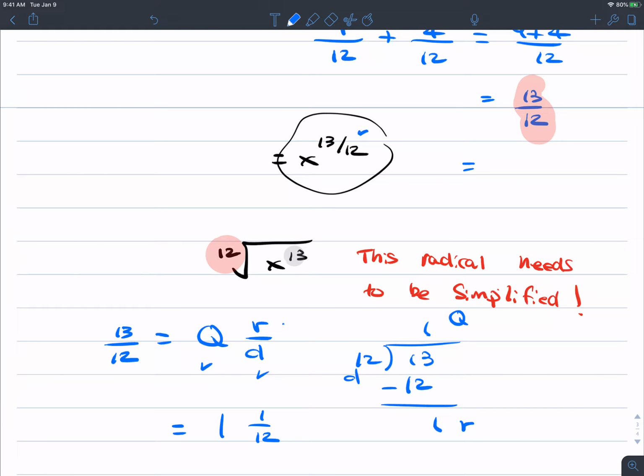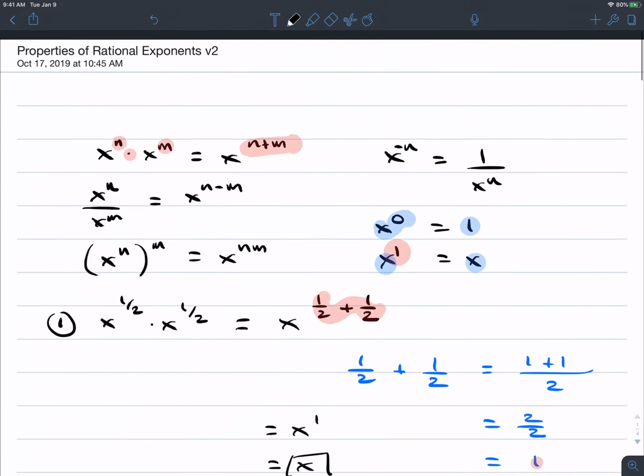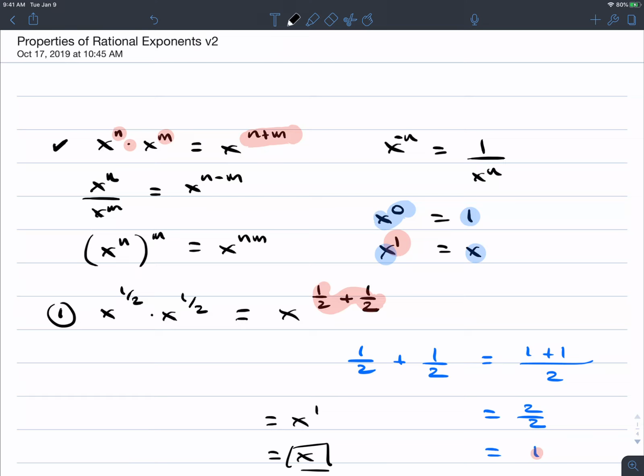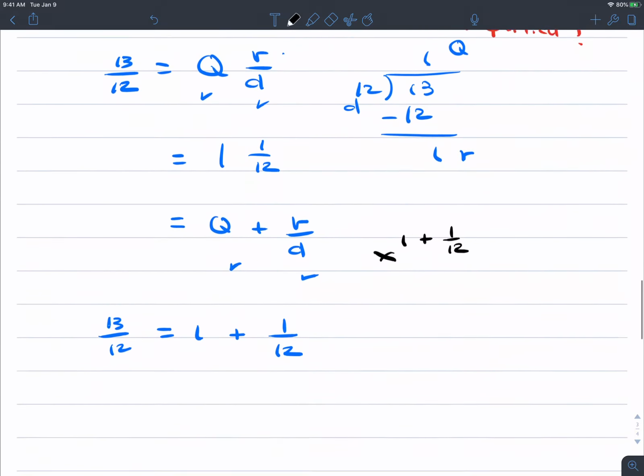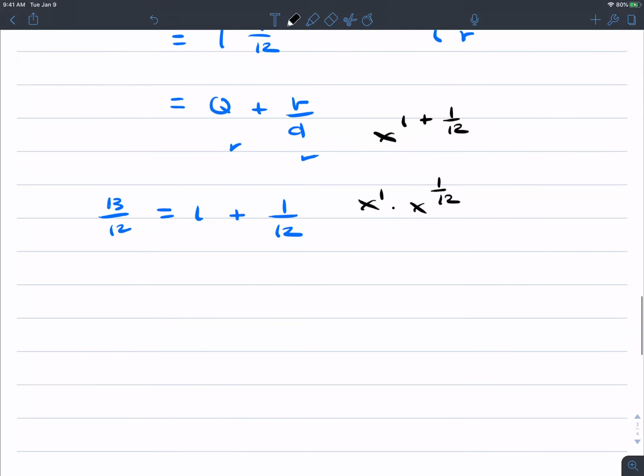So if we write this as 1 plus 1 twelfth, we're now going to use some properties. We're going to replace this power over here with 1 plus 1 twelfth. So here's what that looks like. X to the 1 plus 1 twelfth, and then go back to your property way over here. We're going to use this property 1 again. So if you notice, I'm adding two numbers together in the power position, exponents. I can separate them. So this means that we can write this as x to the first power times x to the 1 over 12th power.